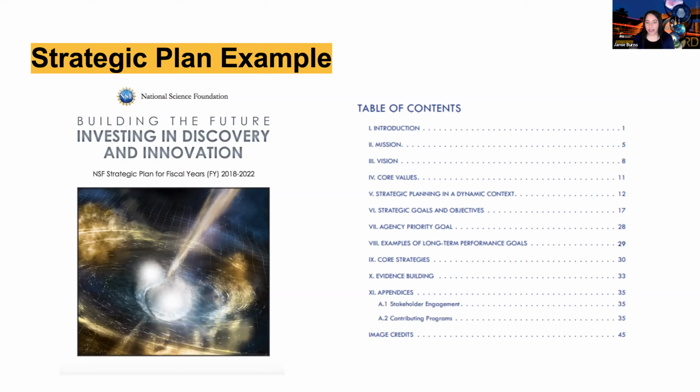And so we highlight things like the mission and the vision and let them know, this is the sponsor telling you what they want to do. They also have their strategic goals and objectives. They have their long-term performance goals. And so those are things that if our faculty understand, they can have a better view of how their research fits in with the overall sponsor's mission, vision, and goals.